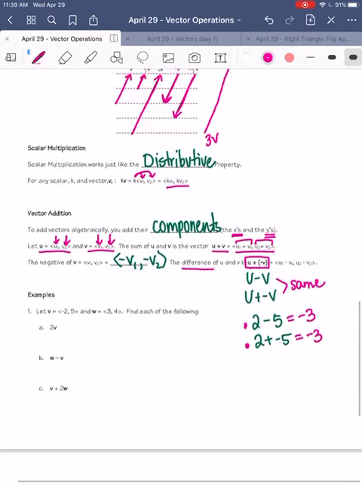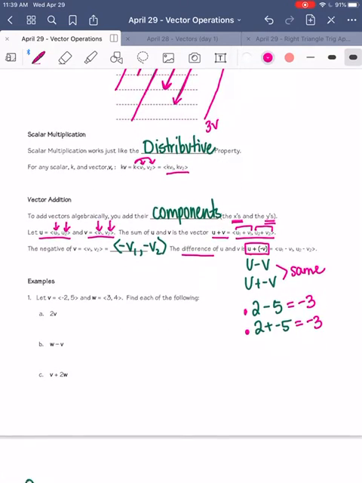So it says, let V equal the component negative 2, 5. So that would be in quadrant 2, because you're going left 2 and up 5. We could sketch that if we wanted to. And then W would be components 3, 4. That would be in quadrant 1. And now it says find each of the following.